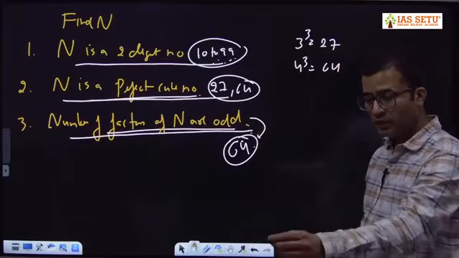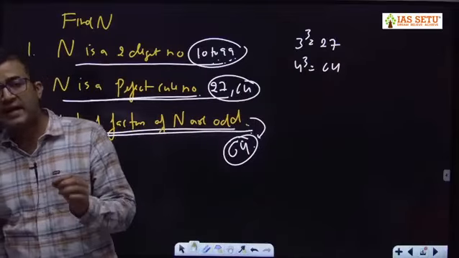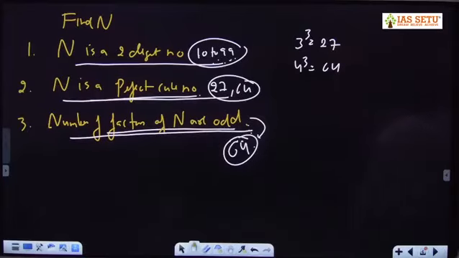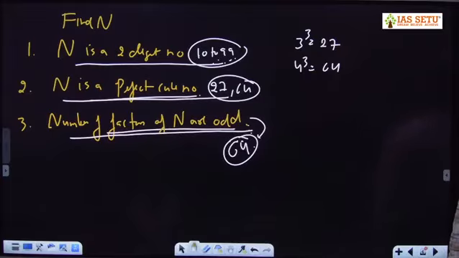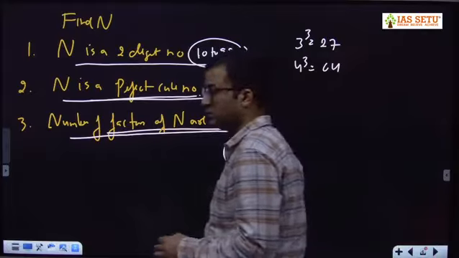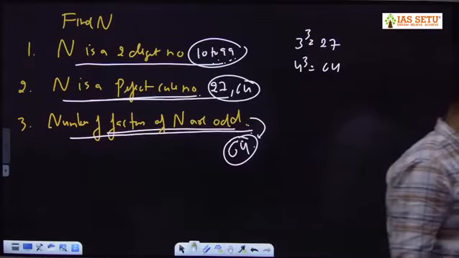Okay? Write down two more pieces of information. Next information: 729 is the only 3-digit number which is a perfect square number as well as a perfect cube number.